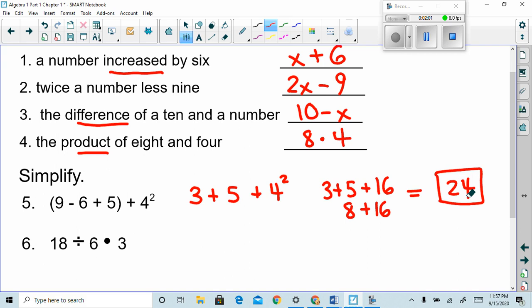I only have 2 operations in number 6. I'll use that left to right rule again. 18 divided by 6 is 3. And 3 times 3.